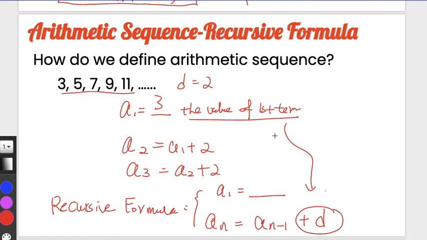So in the next video, we are going to look at 3 examples about this type of sequence, and we are going to use this type of formula to help us have a better understanding of this type of sequence.